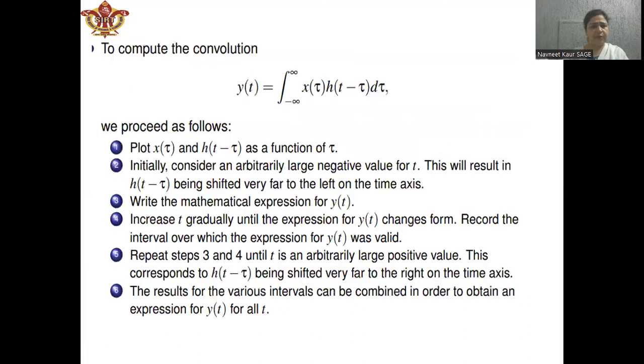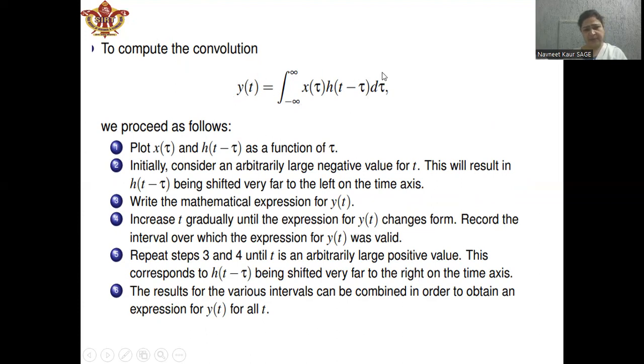Now, for computing the convolution of two continuous time signals, we will plot x(tau) and h(t minus tau). We will take different values for t, take the shifted version of h(t minus tau), take the product of x(tau) and h(t minus tau), and find the value for y(t). An example of this convolution of two continuous time signals will be taken in my next lecture.